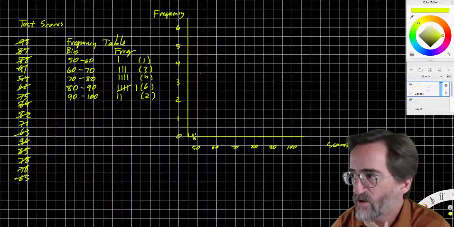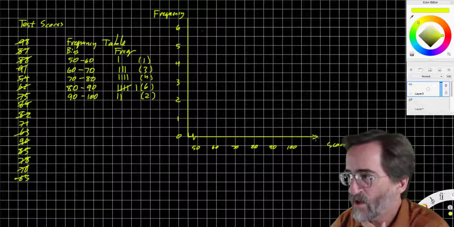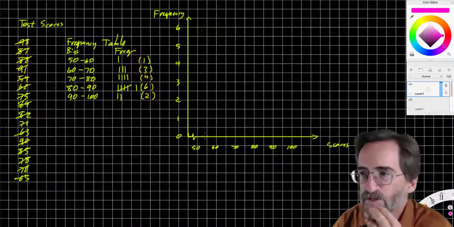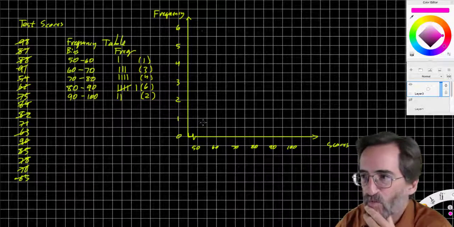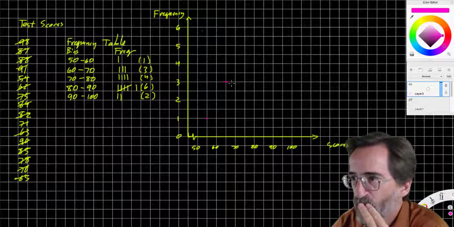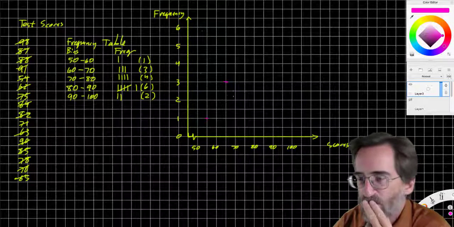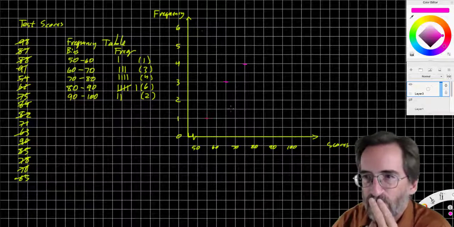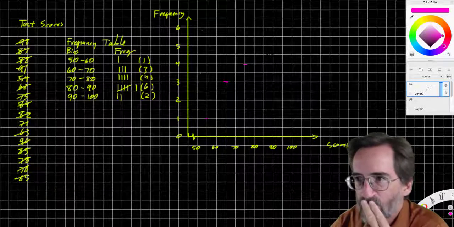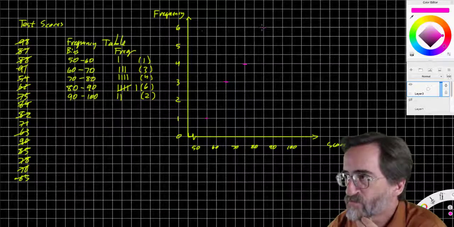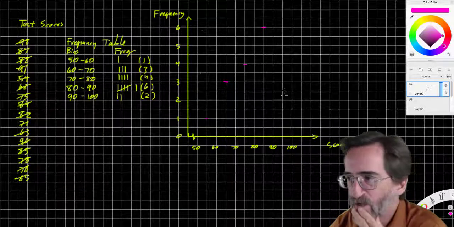Okay, here we go. Voila. And let's now insert our bars. So 50 to 60 is 1. 60 to 70 is 3. 70 to 80 is 4. 80 to 90 is 6. And 90 to 100 is 2.